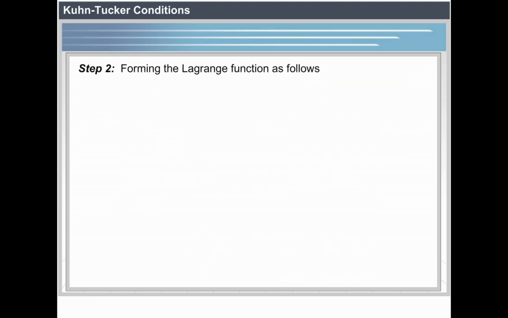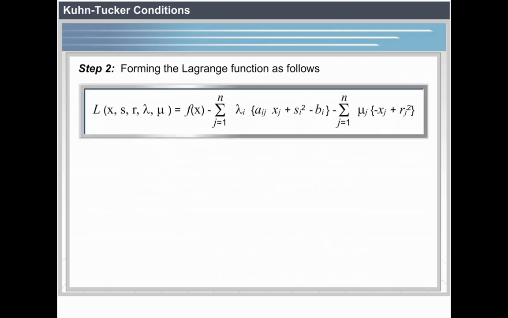Step 2: Forming the Lagrange function as follows. L(x, s, r, λ, μ) = f(x) − Σ λ_i (Σ_{j=1}^{n} a_ij x_j + s_i² − b_i) − Σ_{j=1}^{n} μ_j (−x_j + r_j²).